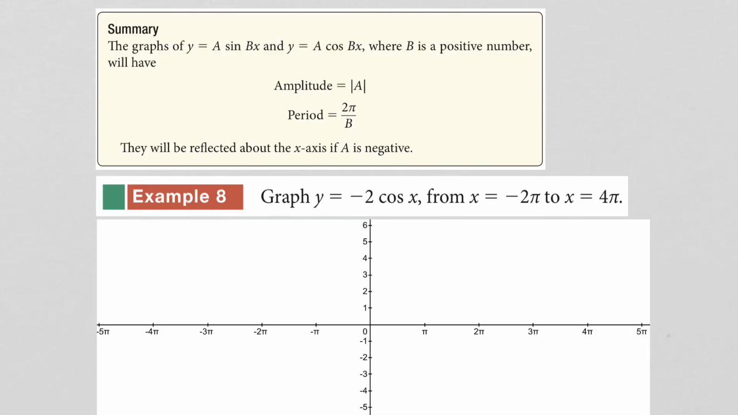All right, so one final summary. We're going to say that the graphs of y equals a times the sine of bx and a times the cosine of bx has an amplitude of the absolute value of a and a period of 2 pi divided by b. Okay, so we are assuming that b is a positive number, but a could be a negative number. So if you have a number in front of sine or cosine that is negative, the amplitude is still just the absolute value of that number. So let's take a look at an example.